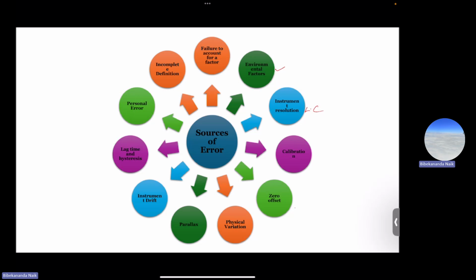Then another is zero offset. Zero offset we have discussed in the case of slide calipers, vernier and screw gauge in the initial sessions. When zero offset is present, there will be zero error, and that zero error is also one of the causes of error in the measurement. Then there is physical variation, parallax error, drift instrument, lag time and hysteresis, and personal errors. So these are different sources of error.